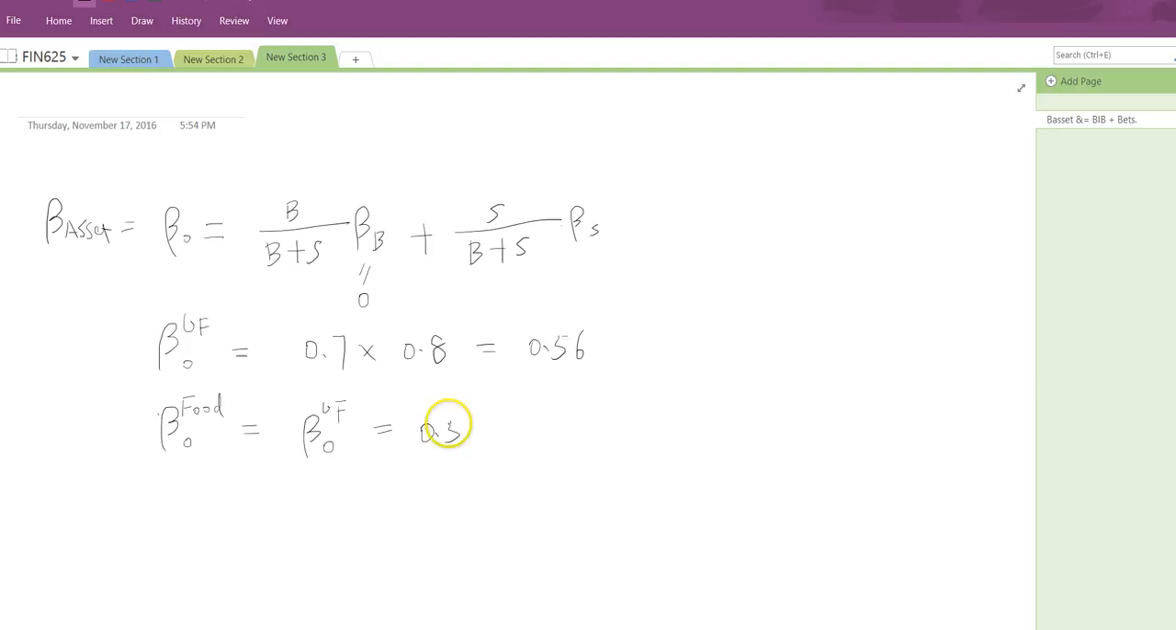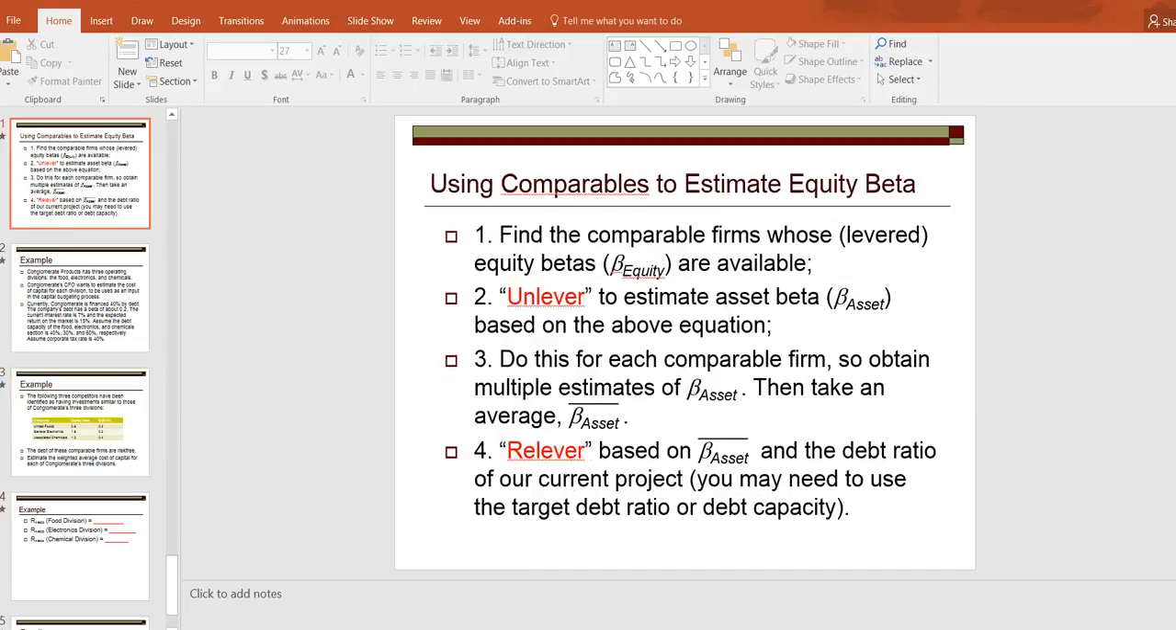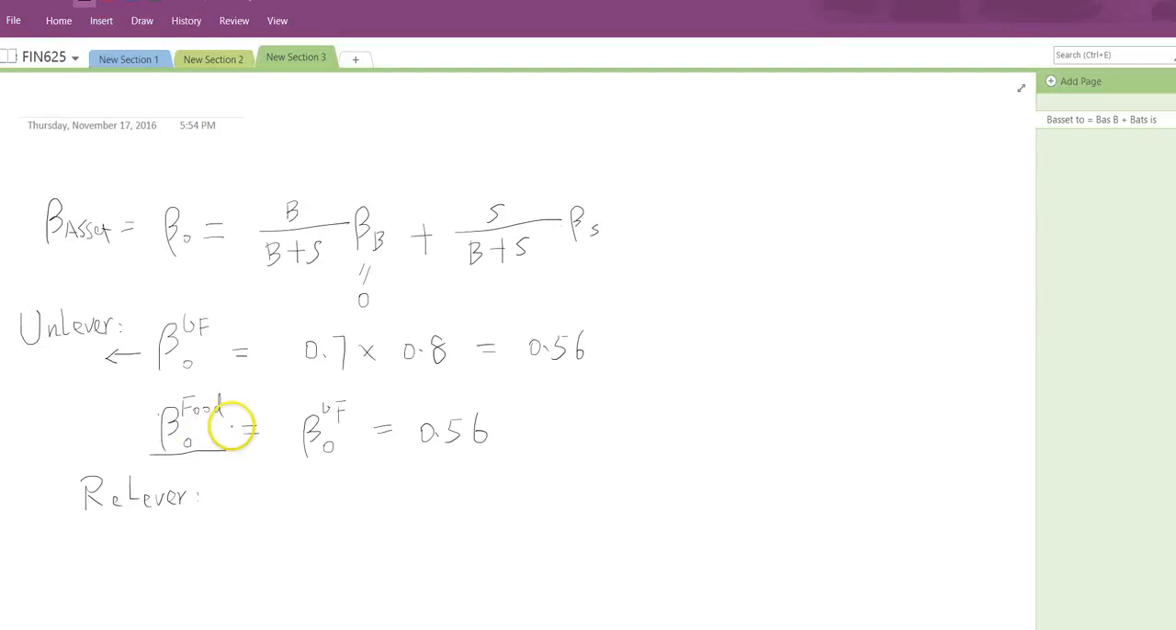So far this step is called unlevering. What we want to do now is to relever, because we cannot directly use this as the beta of the equity. Our food division does have debt. Based on the setup, the debt capacity for the food division is 40%. It does have debt, but so far we just know the beta if there's no debt. But beta will change if there is debt, right? The financial risk matters for the equity beta.